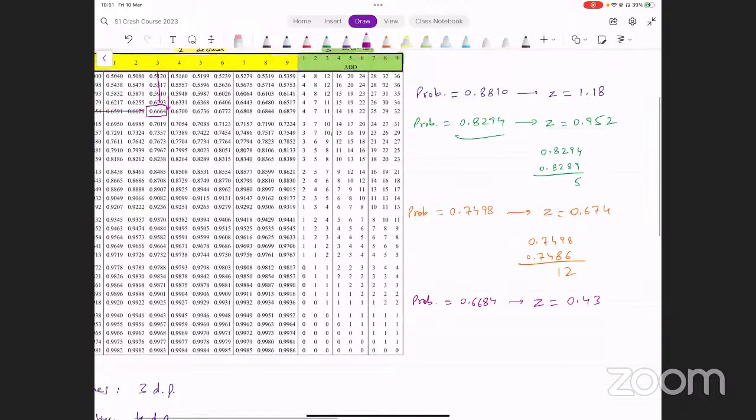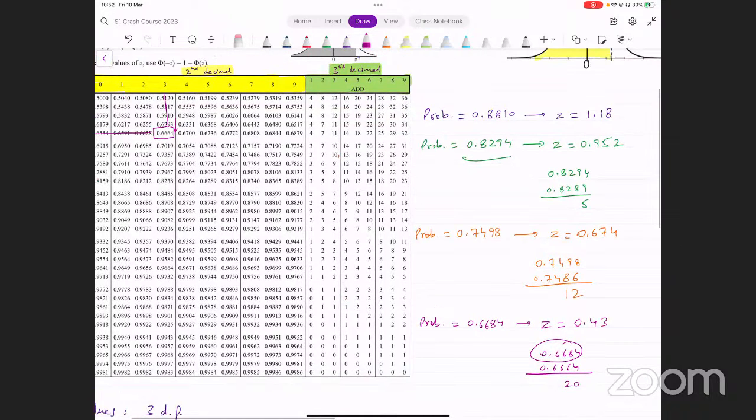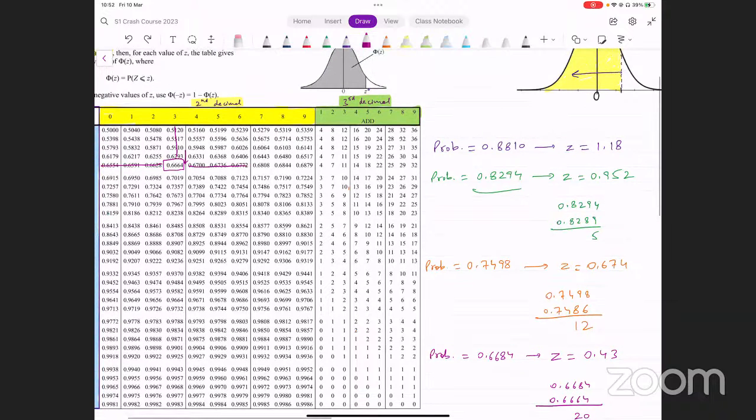Now, the probability that we were looking for was 0.6684. What we have found from the table is 0.6664. What's the difference? 20. So we need to add 20 more to this value to get the probability that we need. Now, let's go to the right side here and see where 20 comes. So we go all the way to the right side here and look for 20. Well, again, we don't have 20 here. 20 is going to be between 18 and 22. All right, it's going to be somewhere between them.